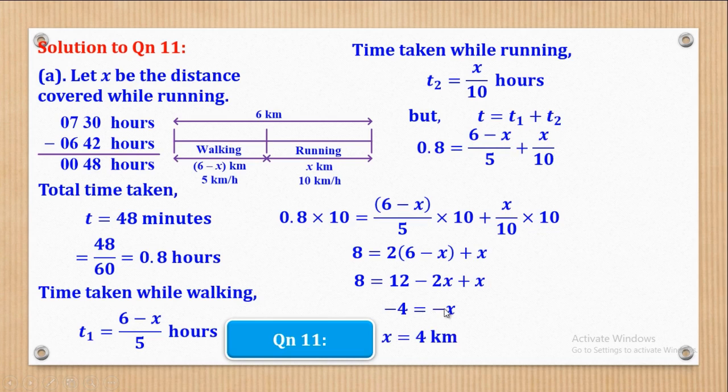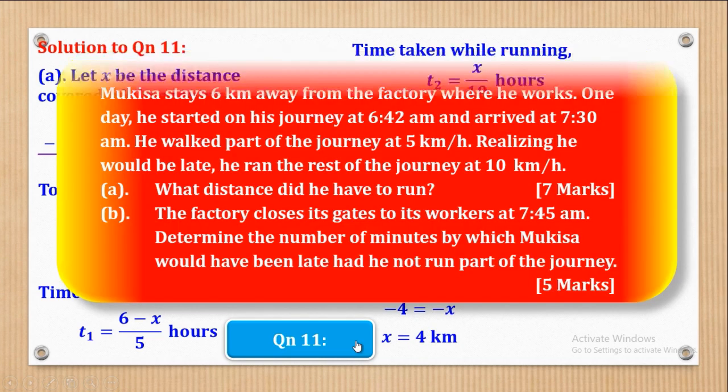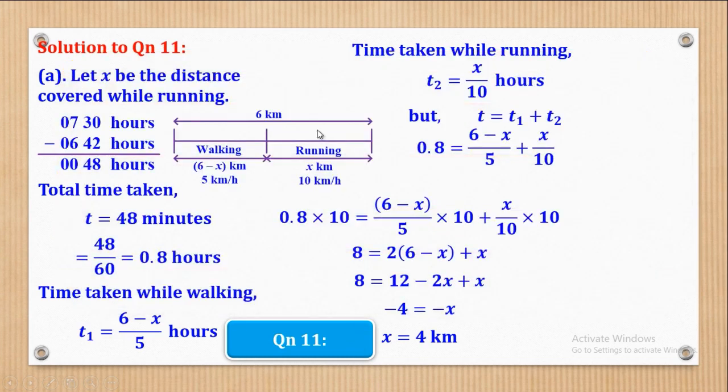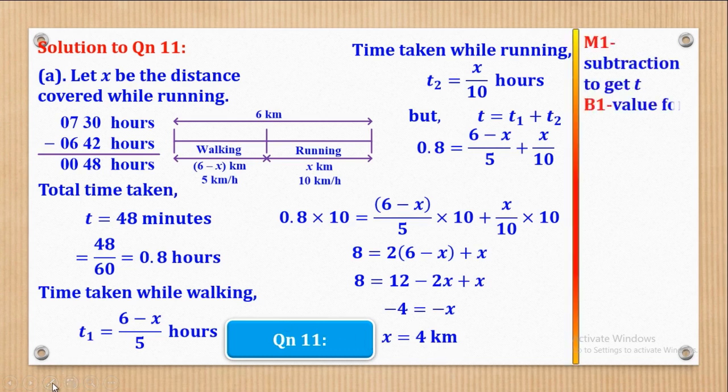That gives me x to be equal to 4 kilometers. And remember, in the question they wanted what distance did he have to run, and we say that x is the distance covered while running. Therefore, for part A, they wanted this distance, which is 4 kilometers. Now let's see how marking can be done.